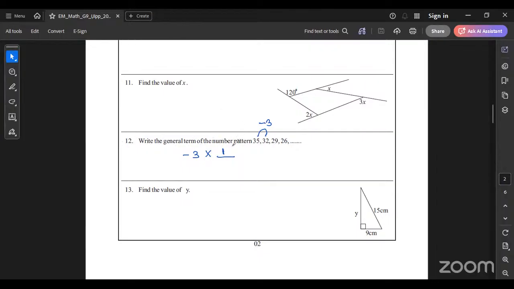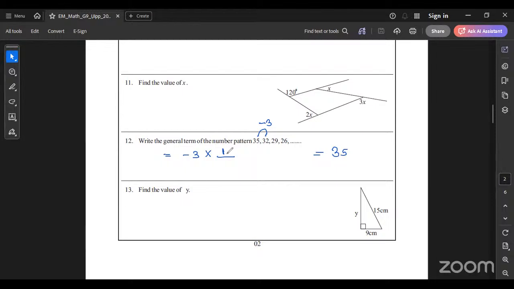Write the general term of the number pattern. 35, 32, 29, 26, right? So the gap is -3 because the second term is lower than the first term. The difference between two successive terms is -3. Since you have to develop the first one, what is the first one? It is 35, right? This is a method I also studied in my childhood. This is a very easy one.